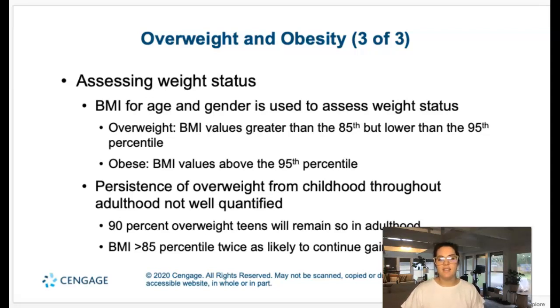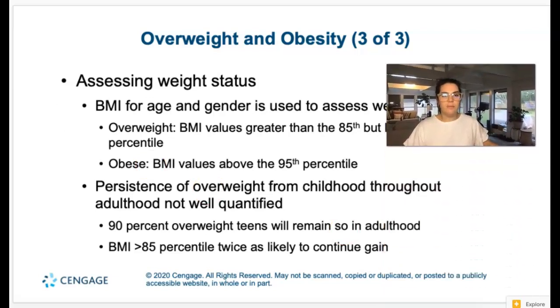So how do we assess weight status in overweight and obesity? We're going to look primarily at BMI because, again, although it's an imperfect tool, it gives us an indication of body composition. So we classify overweight as a BMI that is greater than the 85th percentile but lower than the 95th percentile. And then if BMI exceeds the 95th percentile, then that would be considered obesity. So we're looking at a growth chart here specifically. So again, we're still not using the BMI as we interpret it for adults, but we're going to use a growth chart for this.